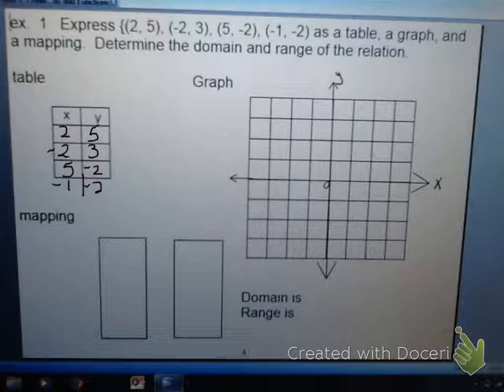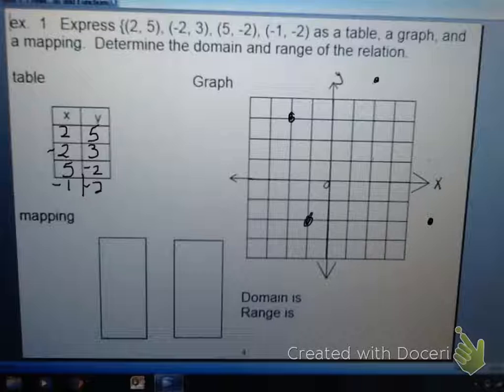We could graph it by plotting the points. The first point, over 2, up 5. We had to extend our point off of our graph. Sorry, I didn't make my graph big enough. Then (-2, 3), backwards 2, up 3. Then over 5, down 2. Oh no, I'm sorry, it's a -2. And (-1, -2).